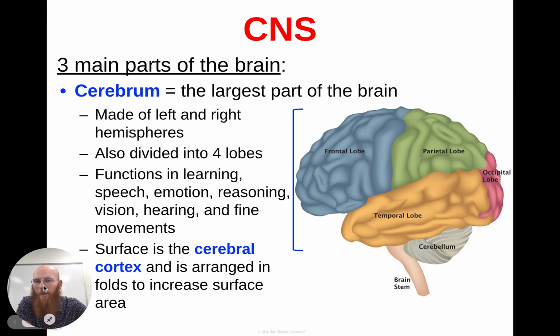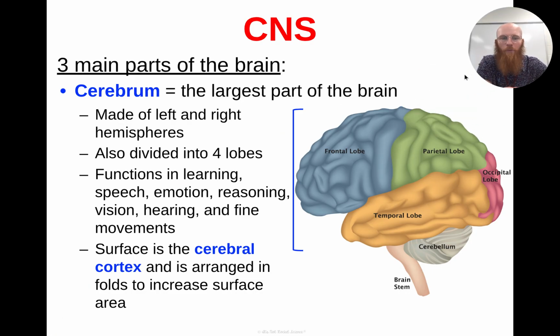All right, so now we're going to be breaking down the three main parts of the brain. The largest part is what we'll start with. The largest part of your brain is called the cerebrum. Okay, now this is where you have both your left and right hemispheres. So if you're looking at the brain from the top down, you're looking at your cerebrum, left and right sides. It can also be divided into the 4 lobes that you see here.